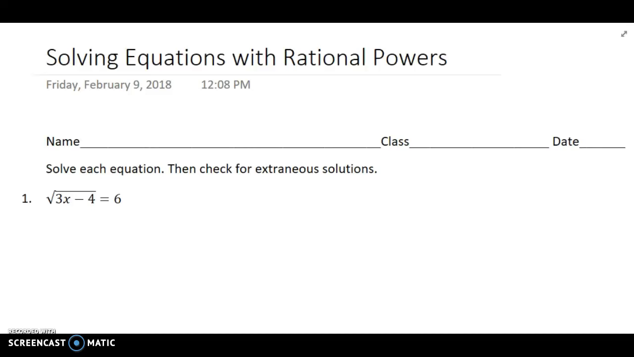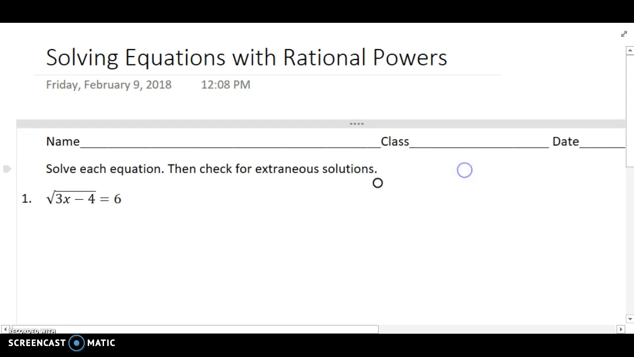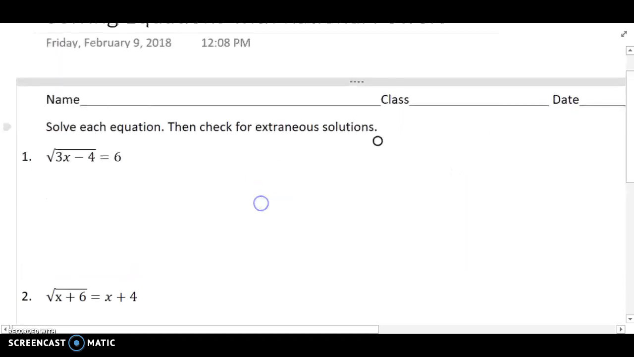So today we're going to talk about solving equations with rational powers. Remember, the word rational is typically understood as a fraction. The irony behind that is everything is rational because 3 could be 3 over 1. But specifically we're talking about fractions like 1/2, 1/3, 3/5, that kind of stuff. So we're going to be solving these, and then we're going to check for extraneous solutions.